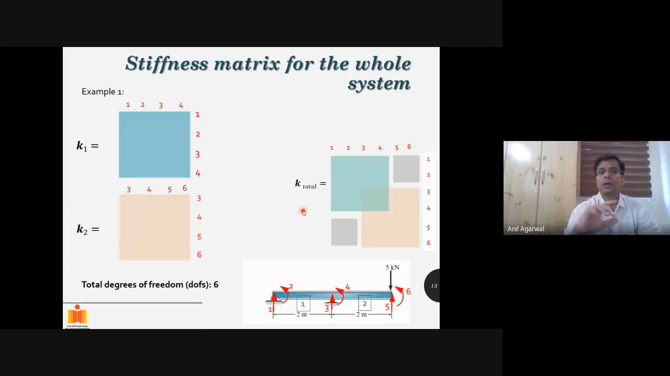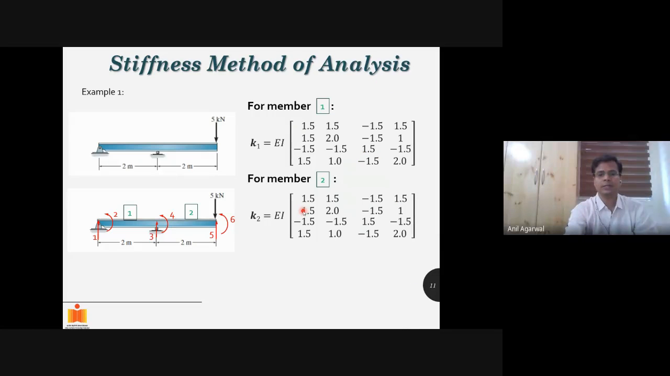Now comes the question of developing the entire stiffness matrix. Let's say I apply a unit displacement at the third degree of freedom. If it was only one member, I would have gotten some resistance at 3, and that resistance would have been delta 33, that is 1.5 EI, this term. But this is not just this member.